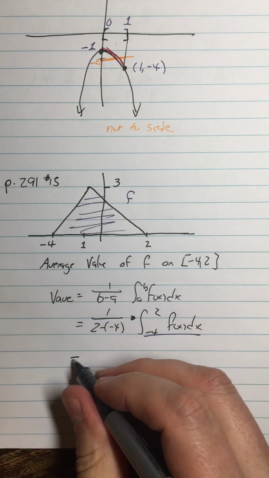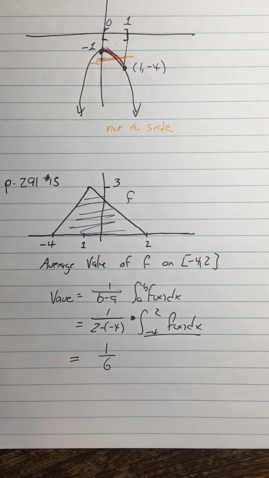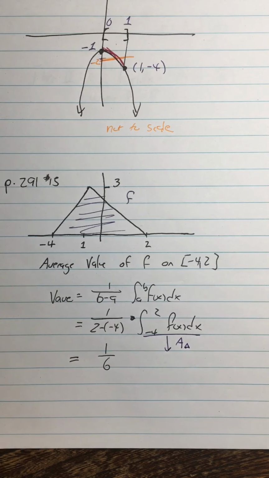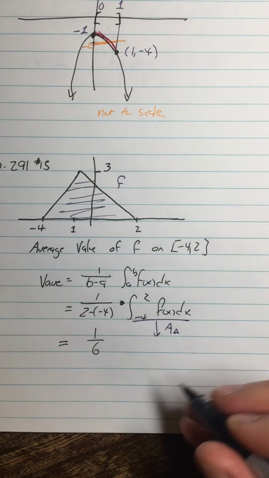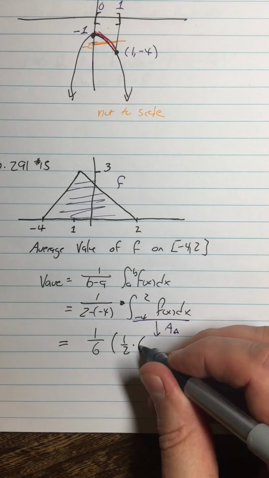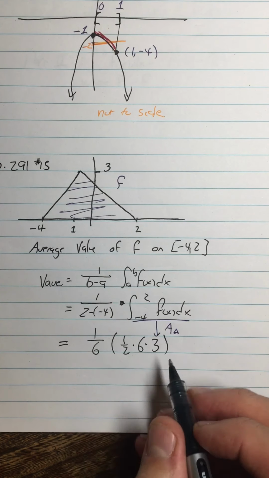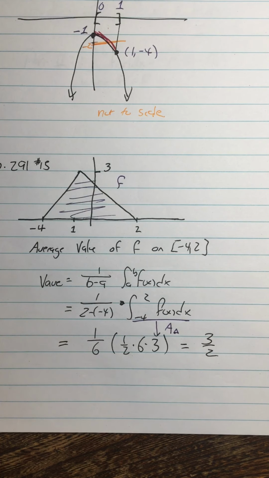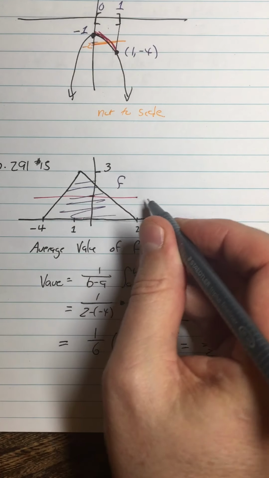So then my 1 over 2 minus negative 4, of course, is 1/6, and this is just the area of the triangle, right? This is a triangle with base 6, and the height is 3, so that is 1/2 times 6 times 3. So then, what can I do? Cancel the 6's, and I get 3 over 2. That's the average value of that function, 3 over 2. On average, the function stays at an average of 1.5.